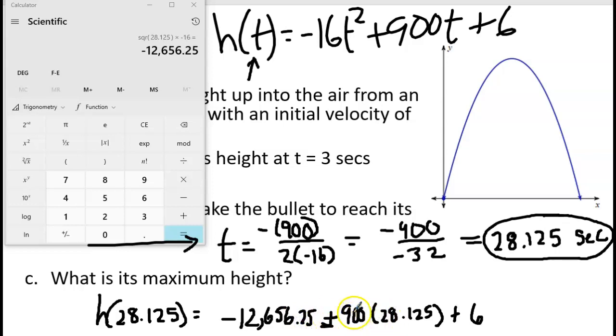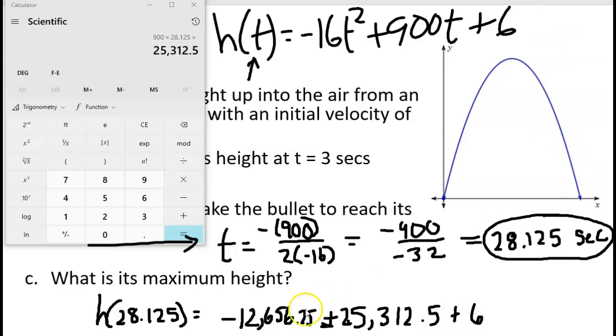Okay. Now we're going to do the next part, 900 times 28.125. So 900 times 28.125 is 25,312.5. So let's replace all that with 25,312.5. And the 6 doesn't need to be simplified.